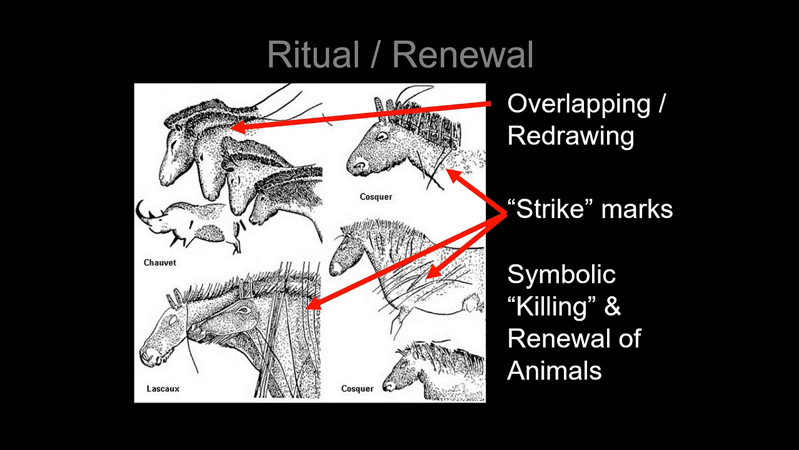So this is the same kind of idea. You would go into this cave, you would paint this animal, and then you would symbolically kill it. And this would give you power over the actual animal in the hunt. So this would secure your successful hunt. That's maybe one way to think of it. Another way to think of it is maybe it's the opposite direction.